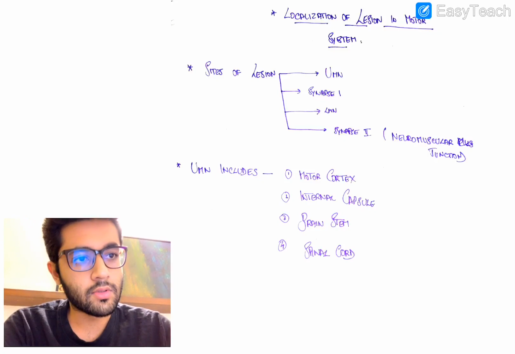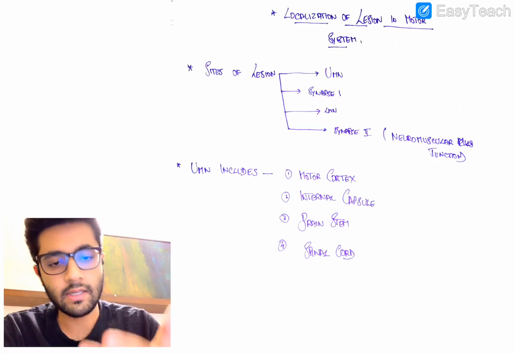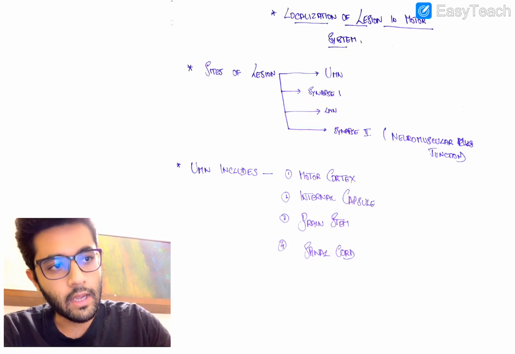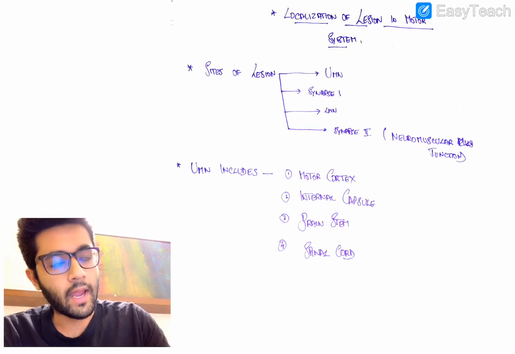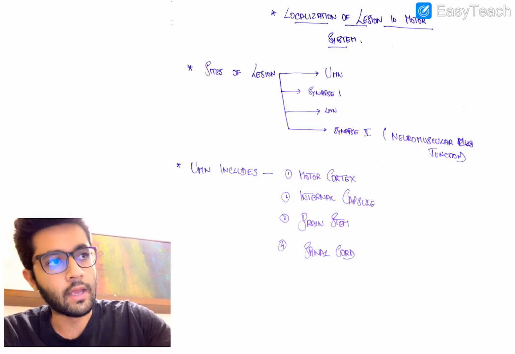So the UMN includes, once more I reiterate, the motor cortex, the internal capsule, the brainstem, and the spinal cord. These are the main components of the UMN, and lesions in each of these areas will present differently. So let's just look at it.